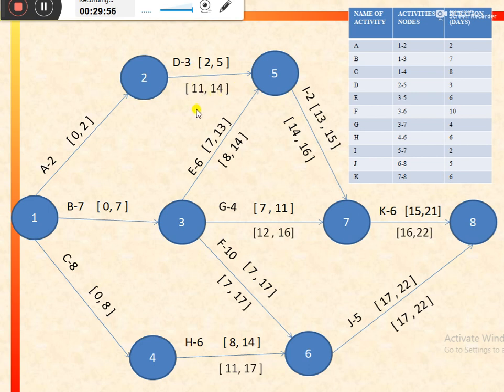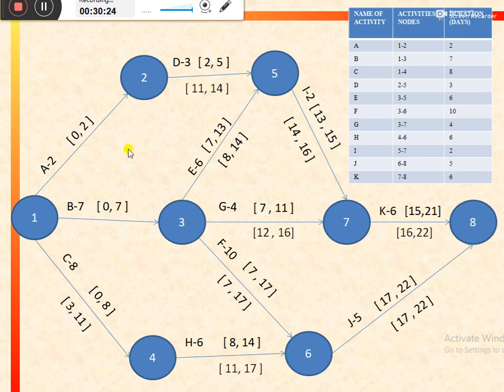Now comes the activity C. For activity C, the successor activity is H, for which the latest start is 11, so latest finish for activity C is equal to 11, and so latest start would be 11 minus 8, that is 3.